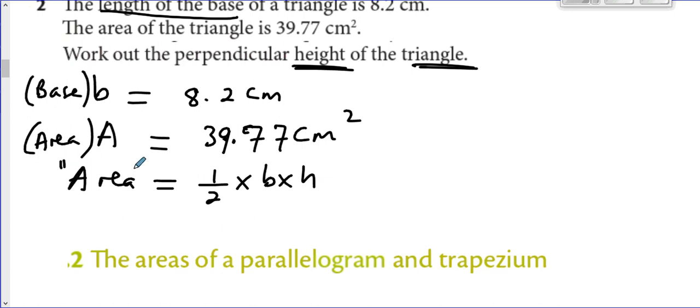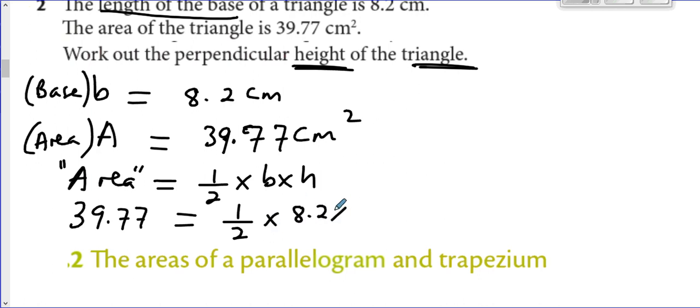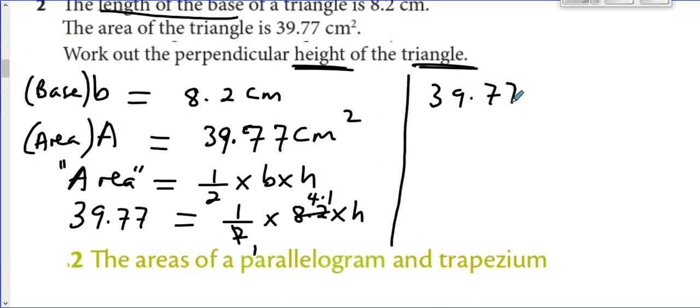But in this case, we know the area. So in place of the area, go ahead putting the number, 39.77. That will be equal to 1 over 2 times the base, which is 8.2, times the height. You see that? Now this you can simplify by 2. This is 1. By 2, that is 4.1. So go ahead writing 39.77 equals 4.1 times h.